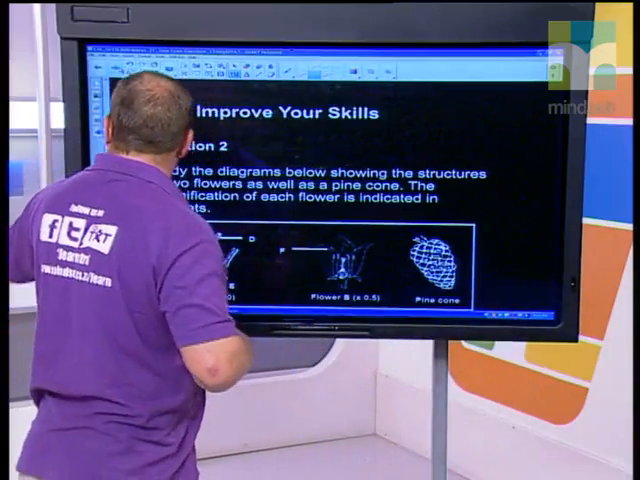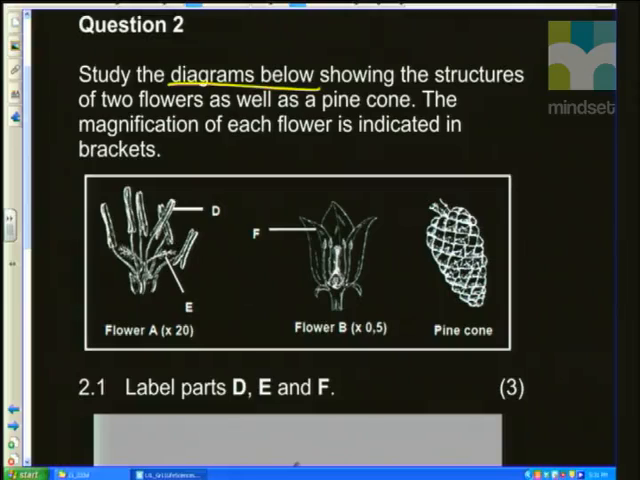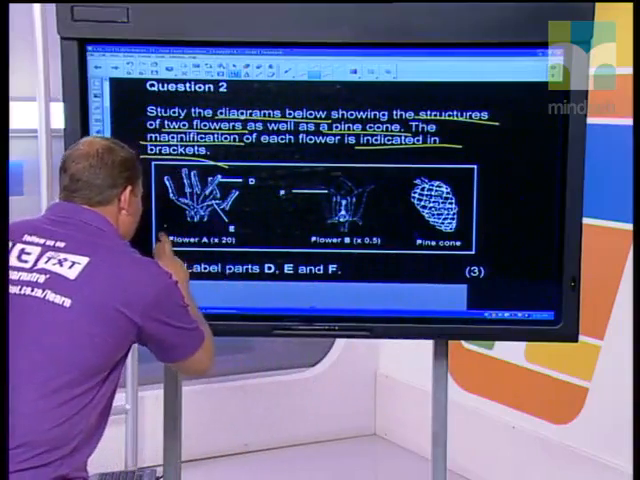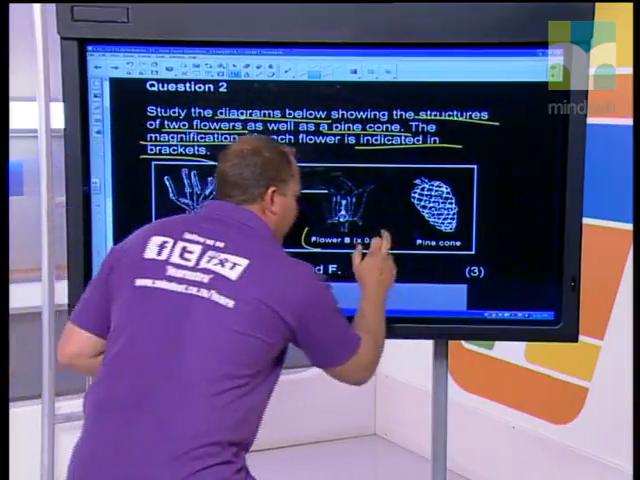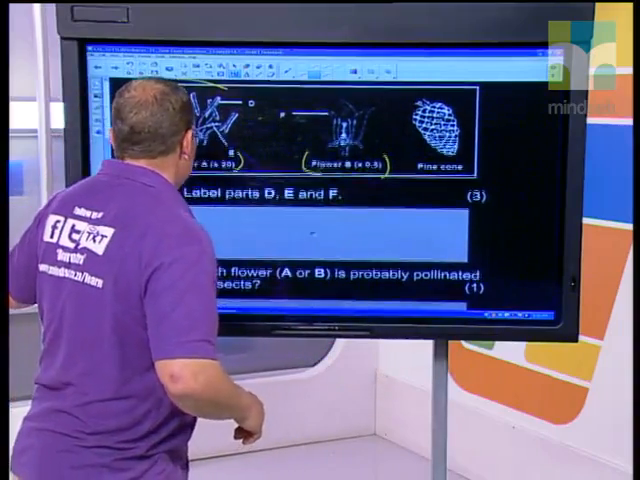Nice and easy. Time to change the question. Okay, study the diagram below that shows the structure. Here we go. It shows the structure of 2 flowers as well as a pine cone. We all know what a pine cone is, right? Magnification of each flower is indicated in there, right? Nice and simple. Here it is in brackets. That's how big they are. Nice and easy.